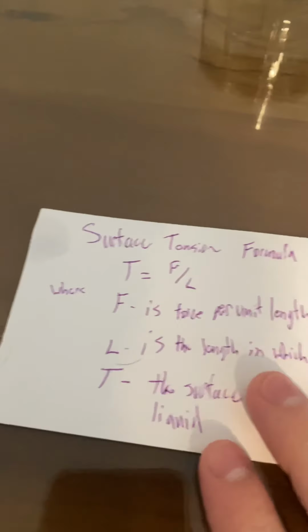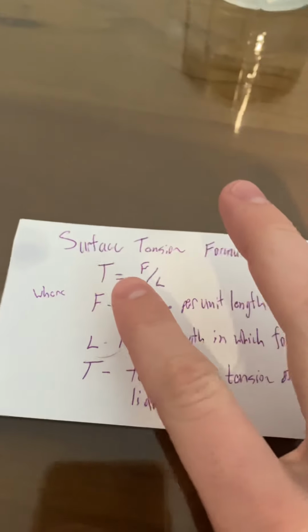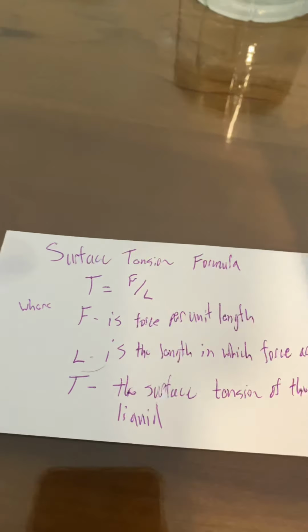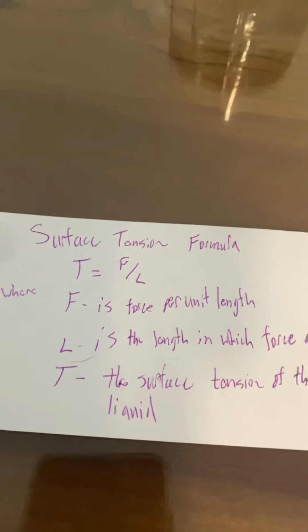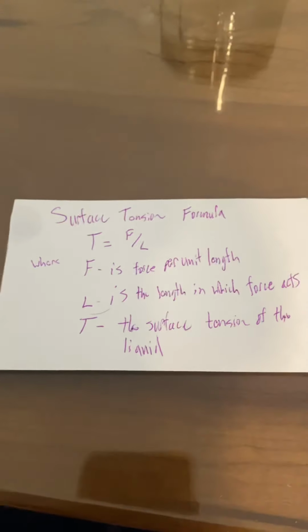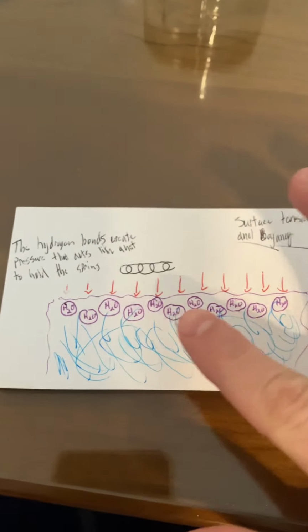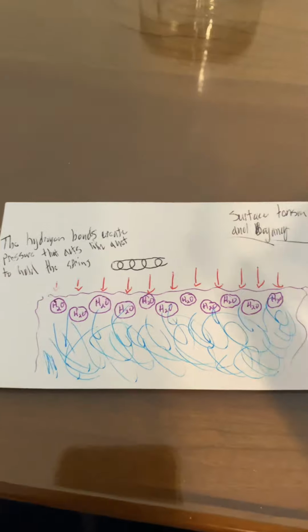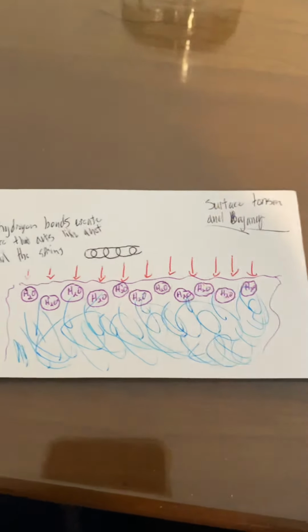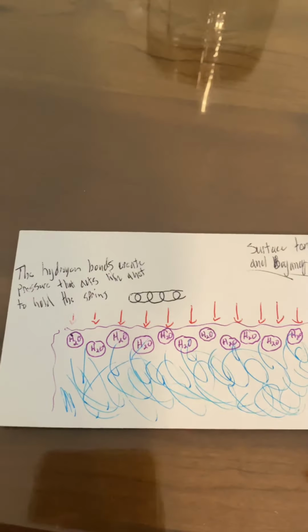So the surface tension formula, let's start with that, is T equals F over L, where T is the surface tension, F is the force, and L is the length over which the force acts. So what's going to happen is I'm going to take this spring and slowly set it on this top layer of water. Now these hydrogen bonds are going to create pressure that acts like a net to hold the spring. This is also described as buoyancy.